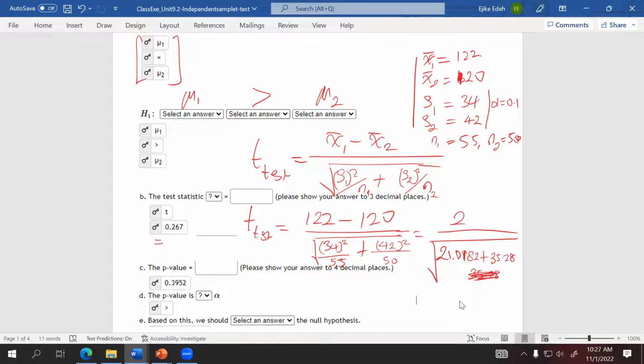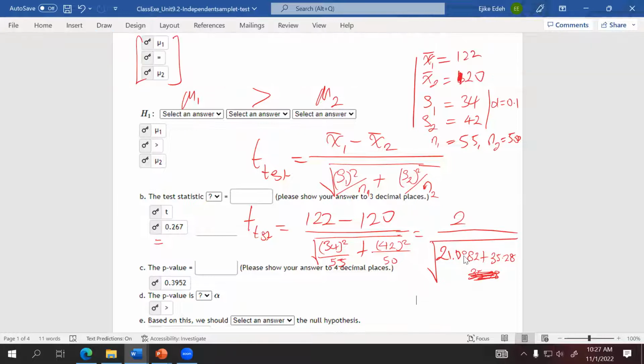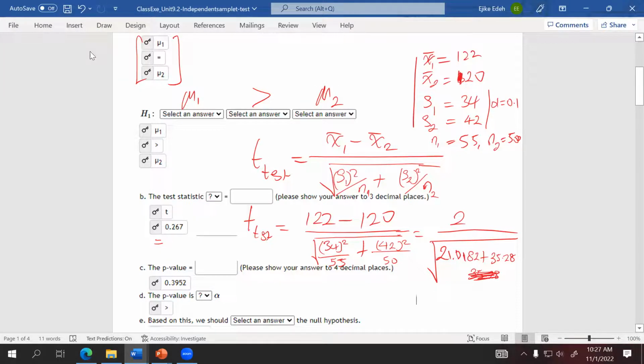Can you read the numbers that are underneath the square root line? Say that again. I just can't read the number. Oh, okay, on this side. So that is 21.0182 plus 35.28. Thank you.